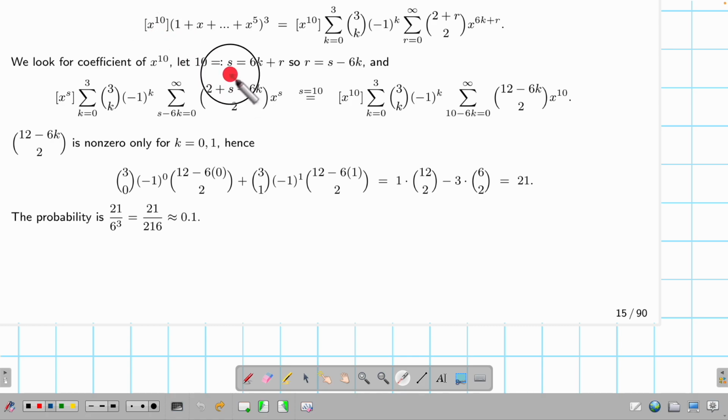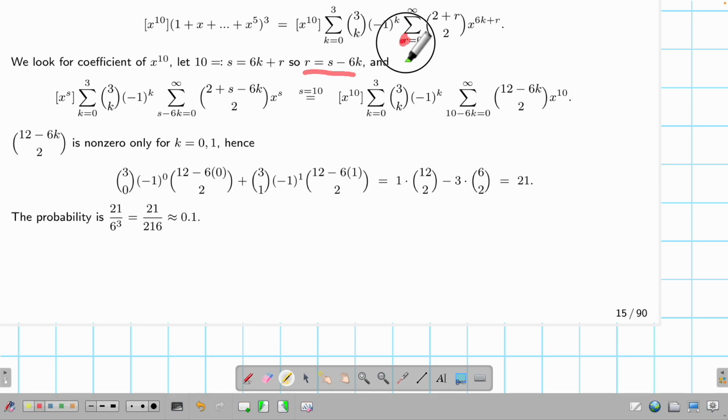So suppose I have a number s that is 10, and I let it be 6k plus r. So s is equal to 6k plus r. I know s is 10, so I have two unknowns, one is k and one is r. So I'm going to eliminate one of them by writing one of them as a function of the other guy. For example, I write r as s minus 6k. And don't forget, s is not unknown, s is 10, okay? So I first replace all the r by s minus 6k.